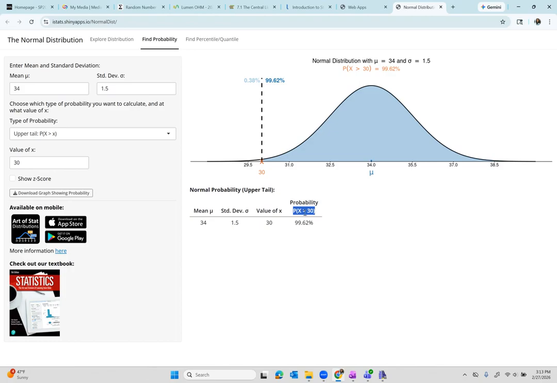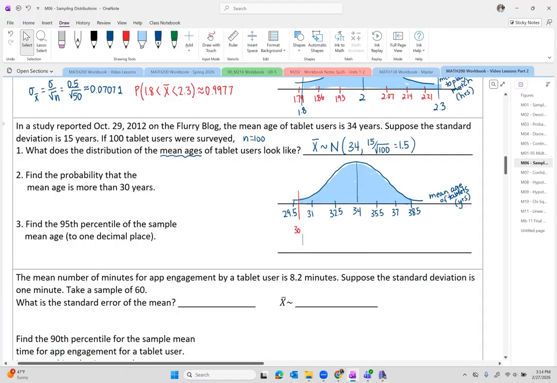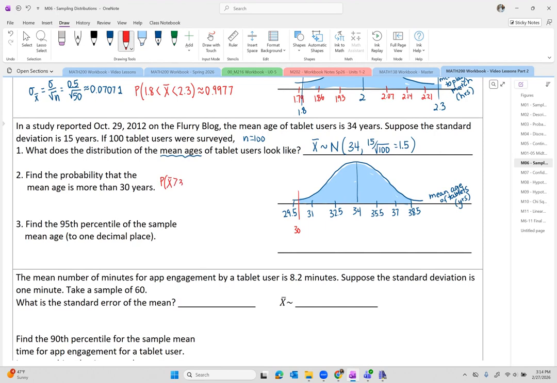Remember that this is the distribution of the mean. Obviously, any technology you have doesn't know what distribution you are giving it, and that is 0.9962. So the probability that the mean is greater than 30 is 0.9962, which was what I was expecting.